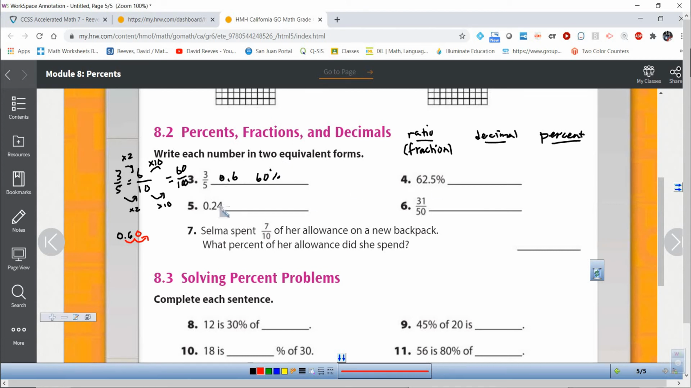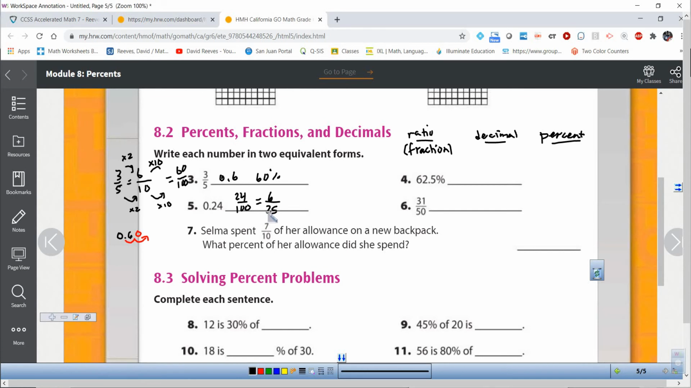All right, what about this one? I know 4 is over here, but I'm going to do this one next. 0.24. Well, that's 24 over 100. Remember, the first place is the tenths place. The second place is the hundredths place. So 24 over 100 would be a correct equivalent form. Now, many times they're going to ask for it in simplest form. So if they ask for it in the simplest form, then I would divide both of those by 4, right?